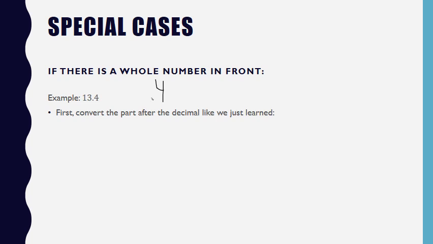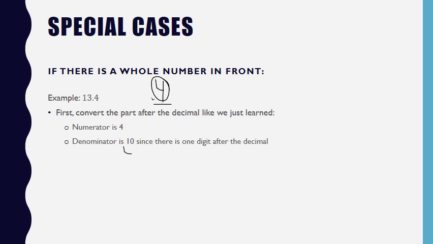So for 0.4, we're still going to use the numbers after the decimal, 4, as our numerator. Then the number of zeros in our denominator matches the number of digits after the decimal. We have one number after the decimal, so we're going to use 1 0, which makes 10. So when I write this out, I get 4 over 10. This has the right value, but we want to simplify if we can.